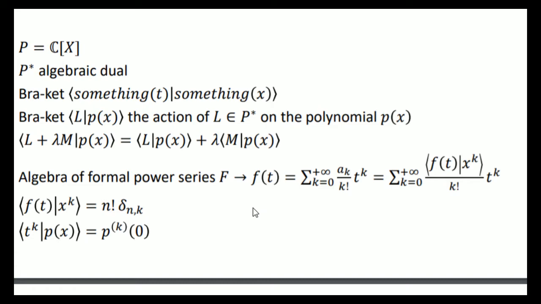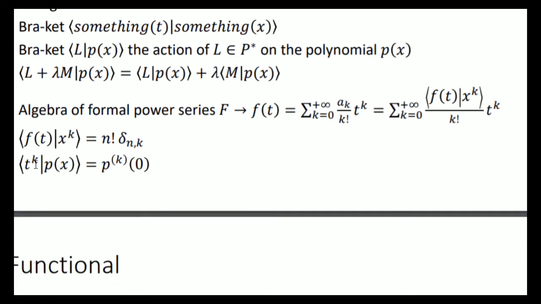Now, if you do the reverse, if you take t to the power of k, well, it's the derivative operator, you will end up with p in 0, but not p, the kth derivative of p in 0. This can be seen as a new formulation of the Taylor-Lagrange formula if you apply it here.